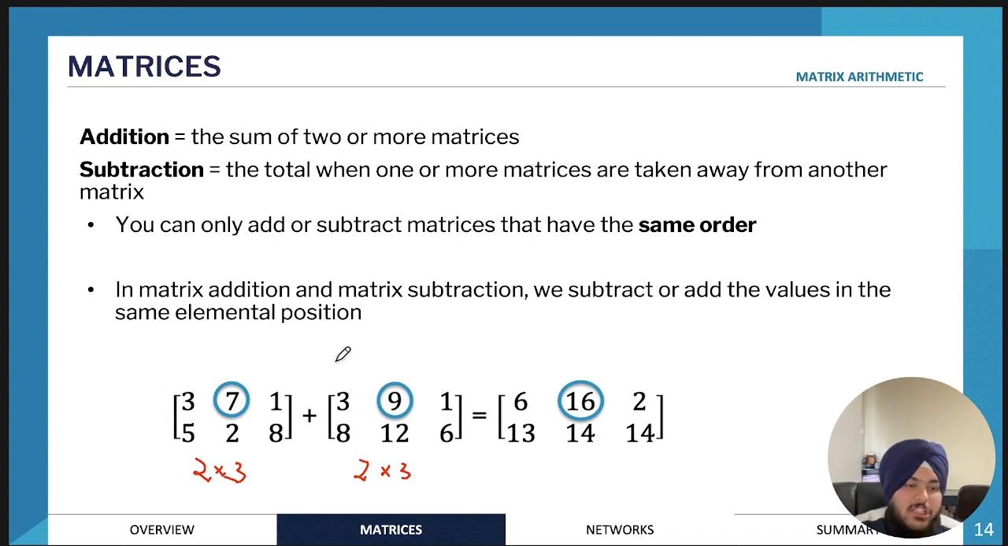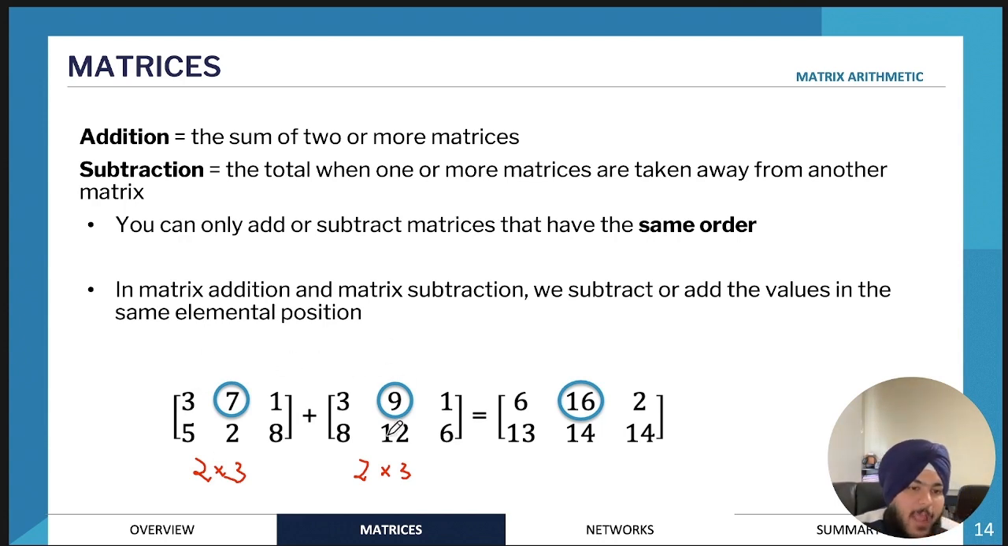When you're doing matrix addition and subtraction, the first thing to find out is if the matrices that you're adding or subtracting have the same order. If they don't have the same order, then the addition or subtraction cannot actually be done. In matrix addition and subtraction, all that we're doing is adding the elements in the same position in the 2 matrices, or the 3 matrices, that you're adding.